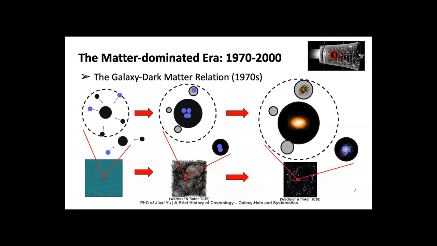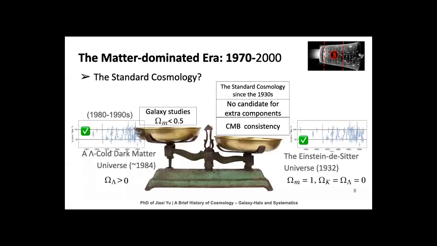But of course, if you have 2 galaxies or 4 galaxies nearby, they will merge together. They will not only form stars, but then they will become red galaxies. So people are trying to develop this relation between galaxies and dark matter, and that started basically in the 1970s.